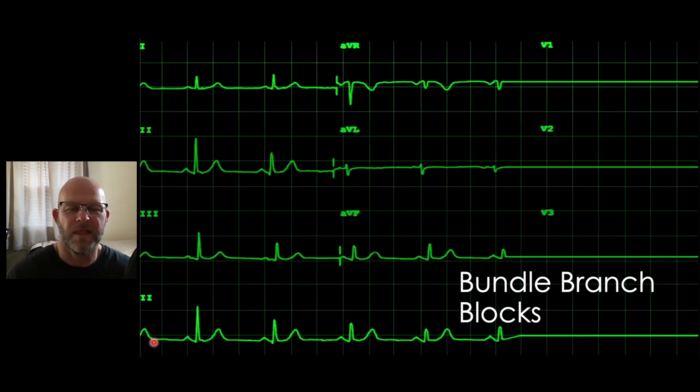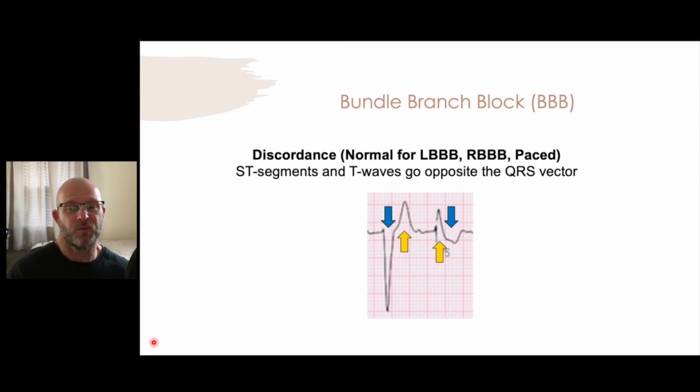This is Scott, and today we're going to talk about bundle branch blocks. Bundle branch blocks, especially right bundle branch block at the facility I work, is one of the top two causes for false activations for STEMI. Why is that? What are some things that cause that?